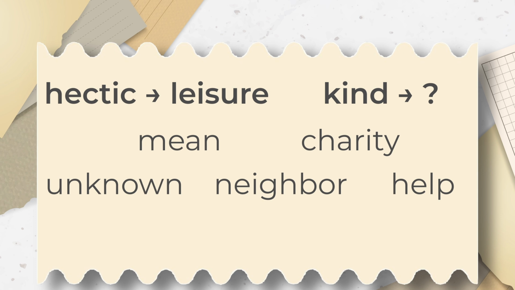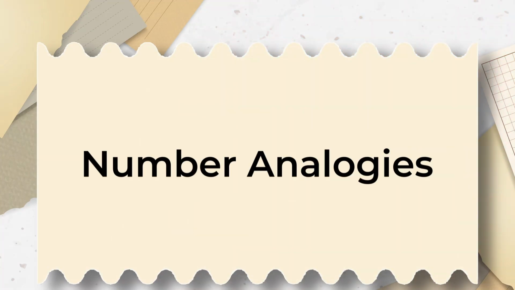The correct answer is mean. The opposite of hectic is leisure. The opposite of kind is mean. These words are opposites. The next section you'll see on the test is number analogies, which assesses your quantitative reasoning.